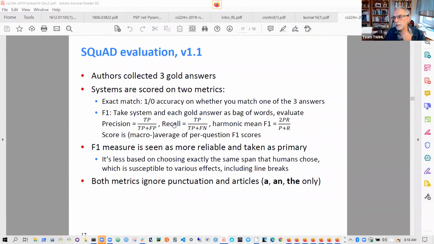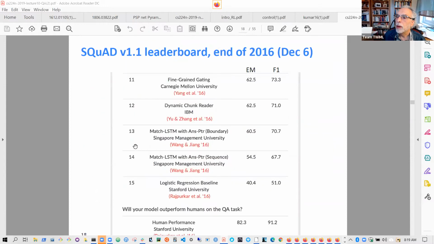A metric that tries to get good detection efficiency and good reliability at the same time. So he says the F1 measure is usually the primary measure. And in this case, they always ignore punctuation and articles like a, an, and the. So then he gives the leaderboard and so on.